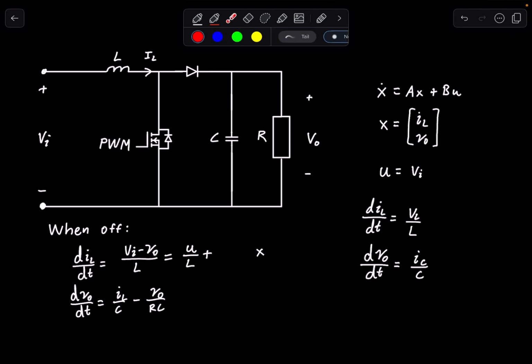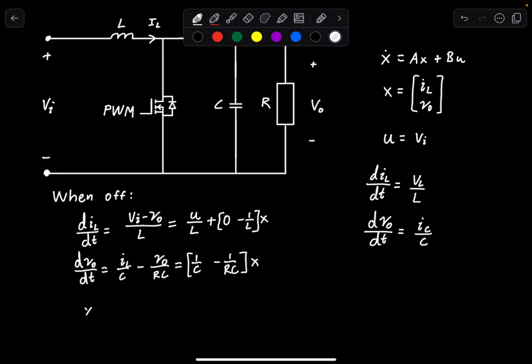And then we have plus, even though it's minus, but we say plus, multiplied by X multiplied by a matrix. So if we look at the X here, we know that we want the VO and we don't want the IL, so we put a 0 first. And we multiply VO by minus 1 over L. So we get this equation. And now we can do the same for this. So we have 1 over C multiplied by IL, which is in the X here. And we do have VO, so we write minus 1 over RC, and then we multiply by X.